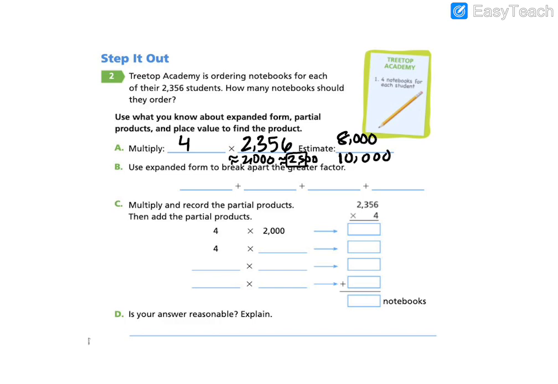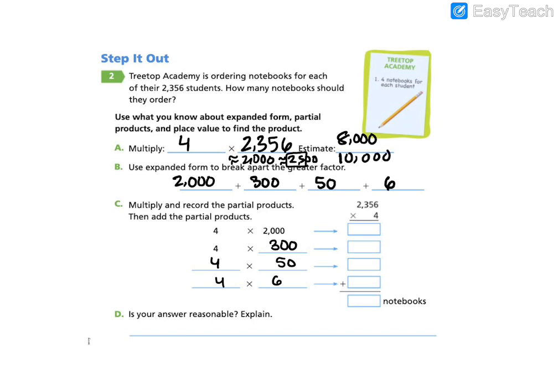All right, now we're going to go ahead and find the actual product. We need to use expanded form to break this apart. Go ahead and fill in your expanded form, and check your work. We're going to take that expanded form now and complete these equations here for our partial products.